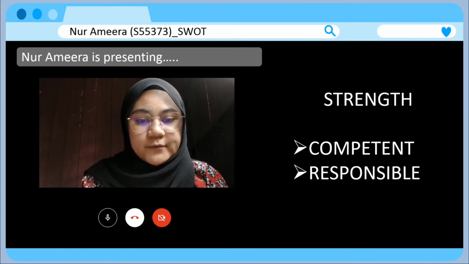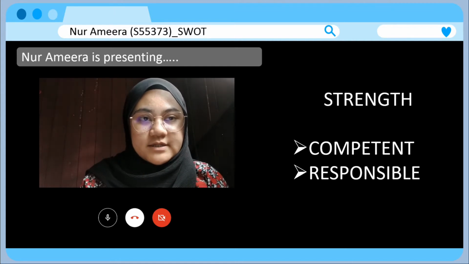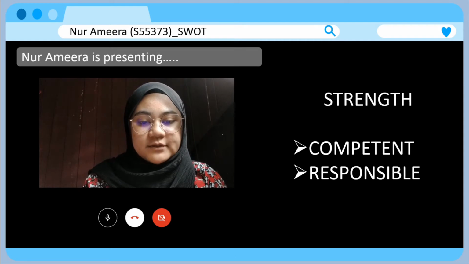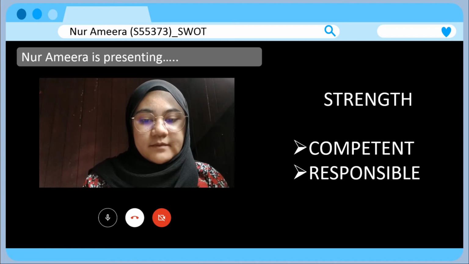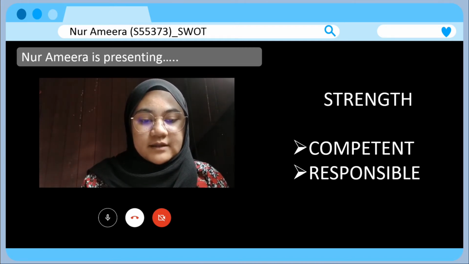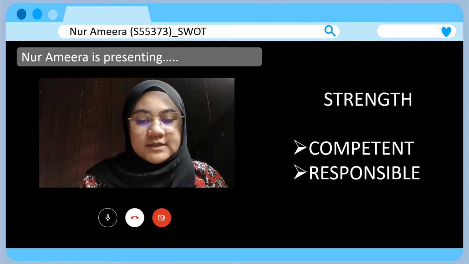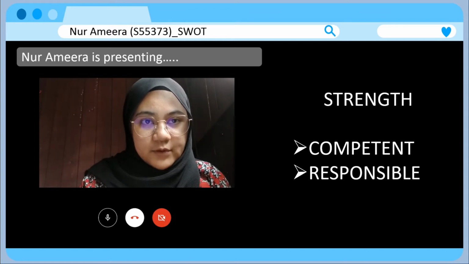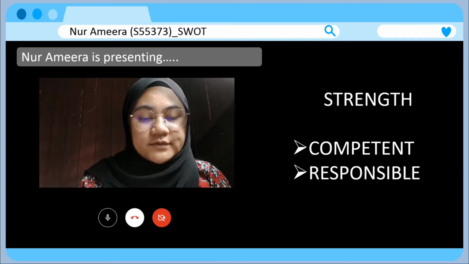Next, I'm going to present about strength and weakness in SWOT analysis. For strength, the first one is competence. Officers in Malaysia Marine Department are well versed and educated in their respective disciplines. Officers from Malaysia Marine Department are experienced in dealing with oil spill, such as the one in Port Dickson. This is because the length of service and exposure to such cases have an impact.